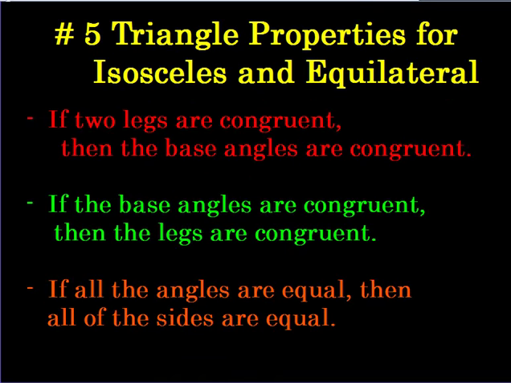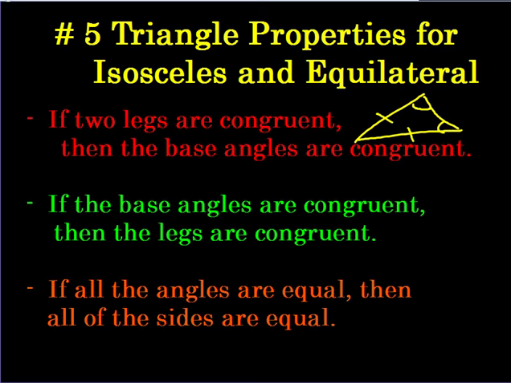And finally, we have triangle properties for isosceles and equilateral triangles. The first one says if two legs are congruent, then the base angles are congruent. So if I gave you a triangle that looked like this and I told you that those two sides were congruent, you can assume that the base angles are congruent.